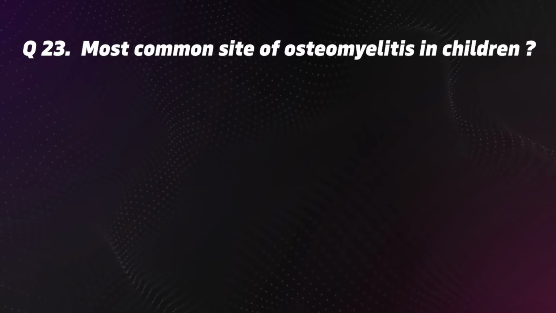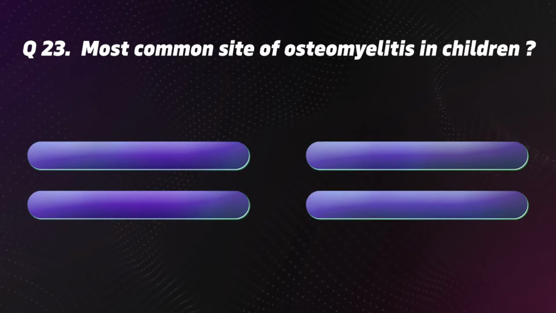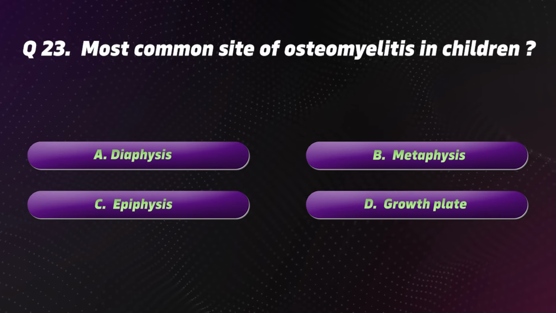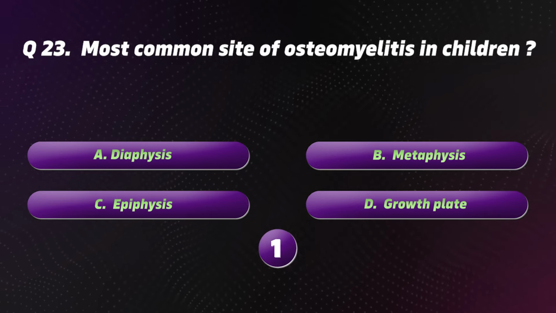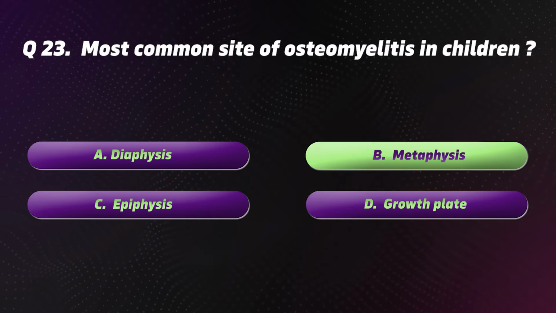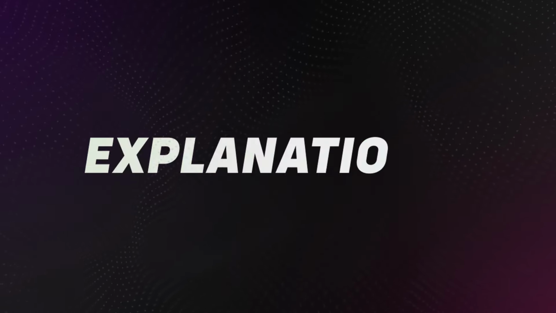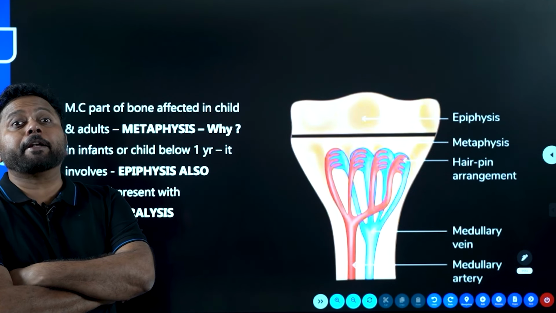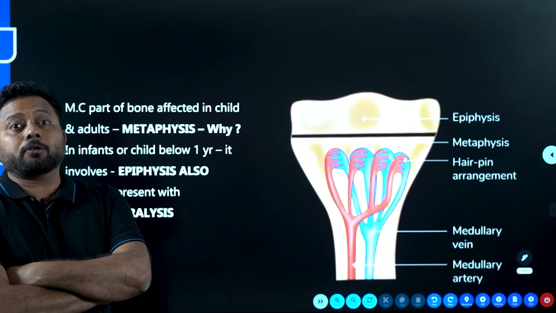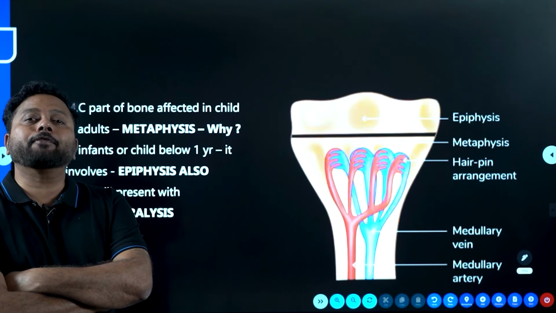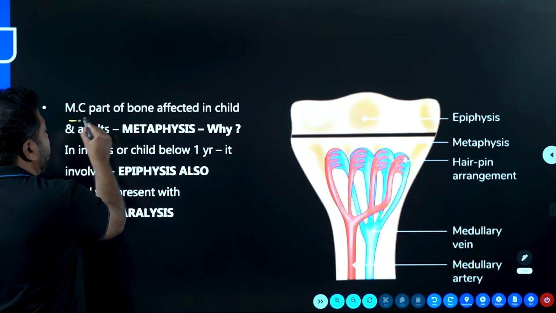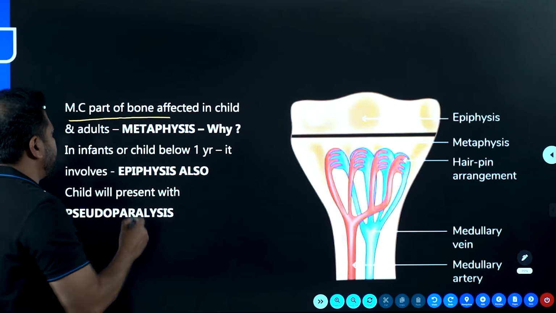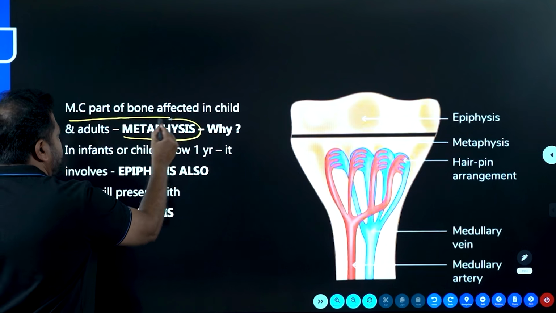Question 23. Most common site of osteomyelitis in children. Here are the options. A. Diaphysis. B. Metaphysis. C. Epiphysis. D. Growth plate. And the correct answer is B. Metaphysis. Here's the explanation. The bone has an epiphysis, a metaphysis, and a diaphysis. Osteomyelitis is a disorder of the metaphysis. The most common part of bone to be affected, whether in a child or adult, is the metaphysis.